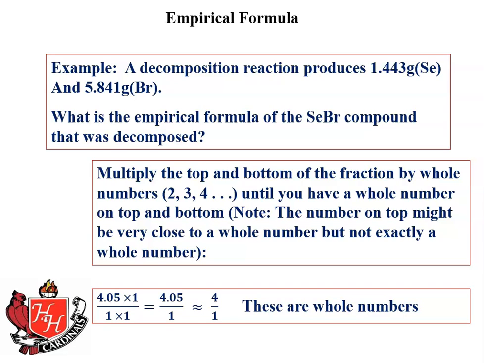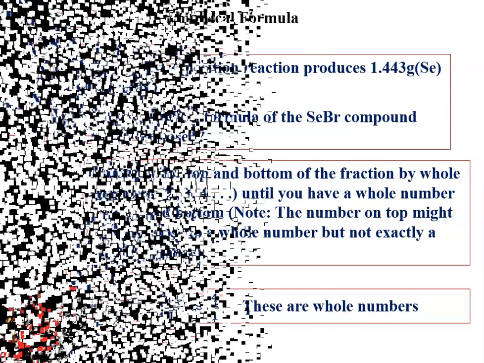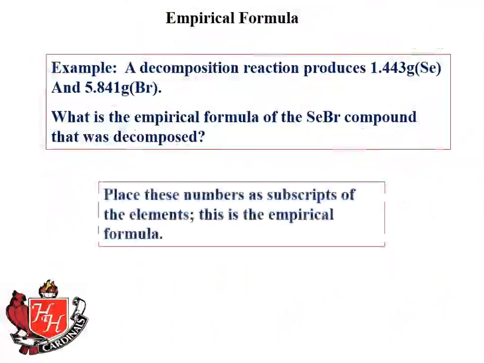If it's within 0.05 either way, high or low of a whole number, you can approximate that as a whole number. So 4.05 would really round to 4, and the 1 would round to 1. So you don't need to do anything further. You have a 4-to-1 ratio. And so you place these numbers as the subscripts of the elements. So the empirical formula would be SeBr4.